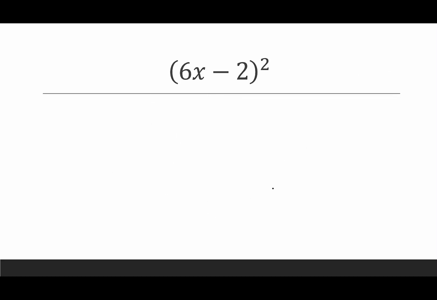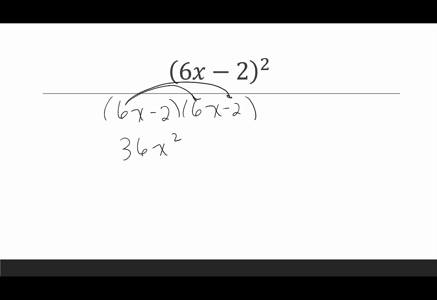Now we know to take this 6x minus 2 squared and rewrite it as 6x minus 2 times 6x minus 2. I'm going to distribute the 6x, so 6x times 6x is 36x squared. 6x times negative 2 is minus 12x. Negative 2 times 6x is minus 12x. And negative 2 times negative 2 is a positive 4. As always, be careful with your signs because it's easy to drop them.